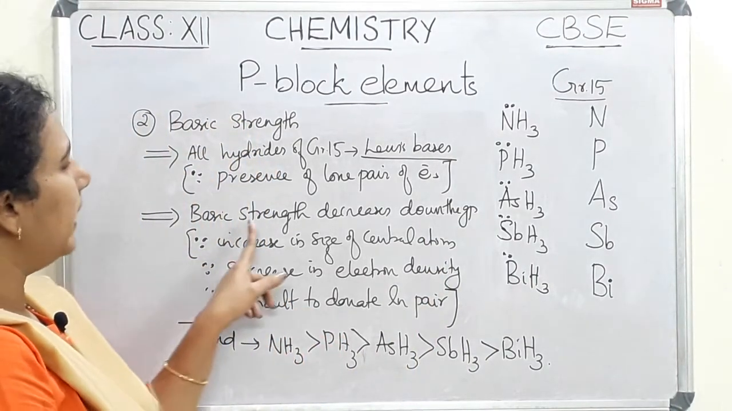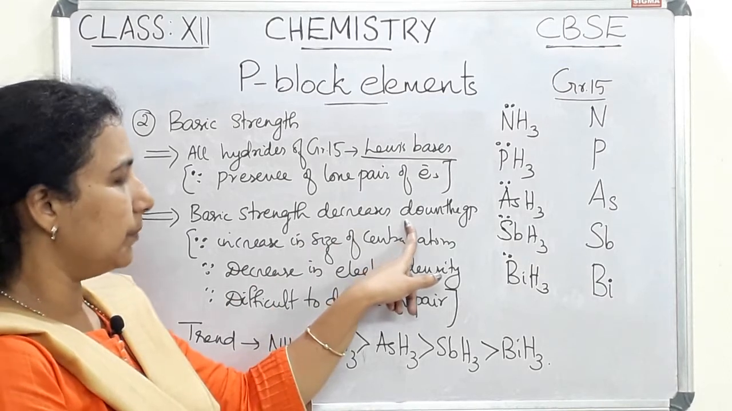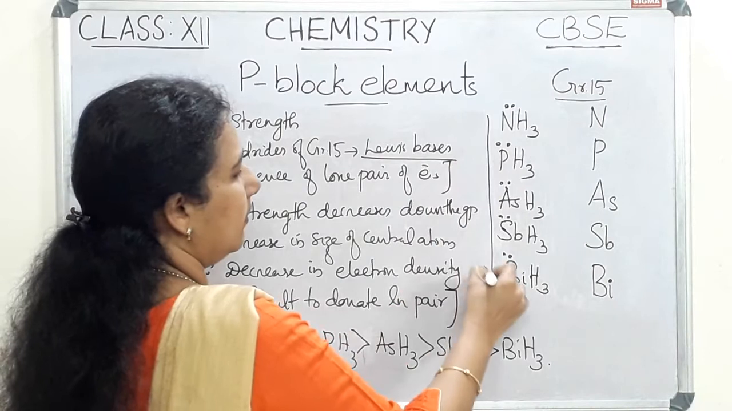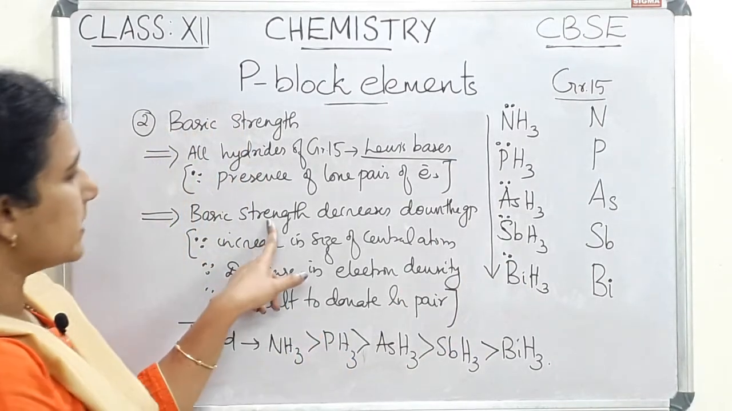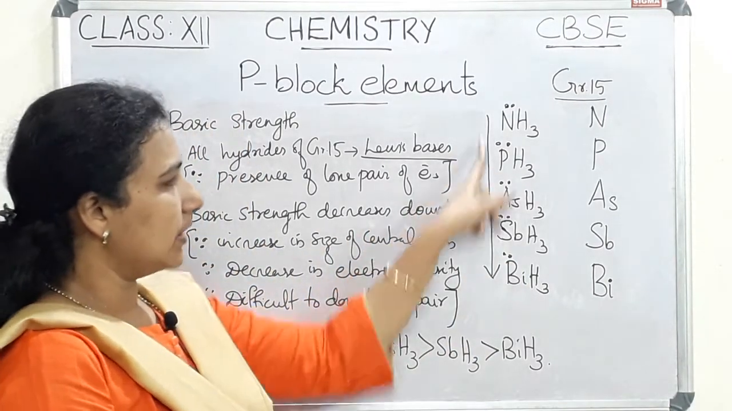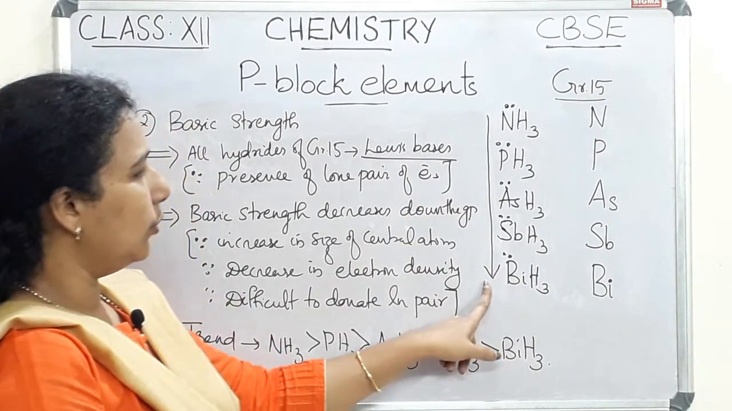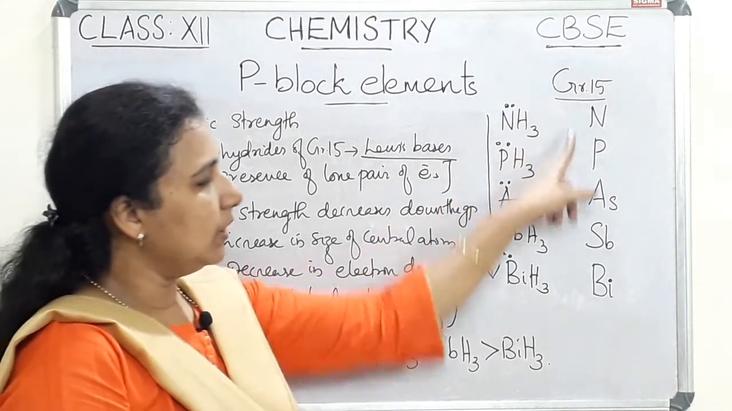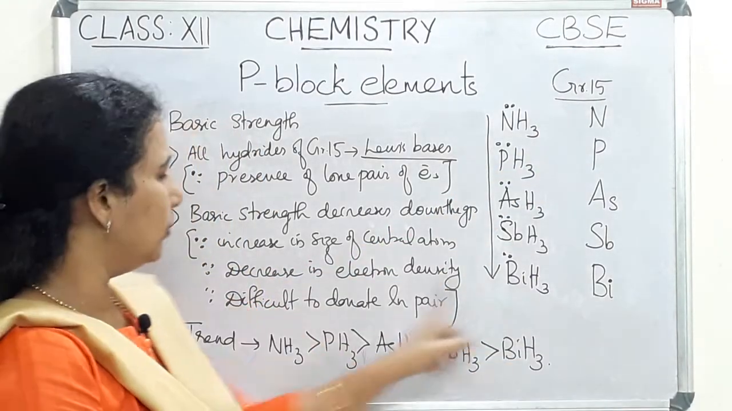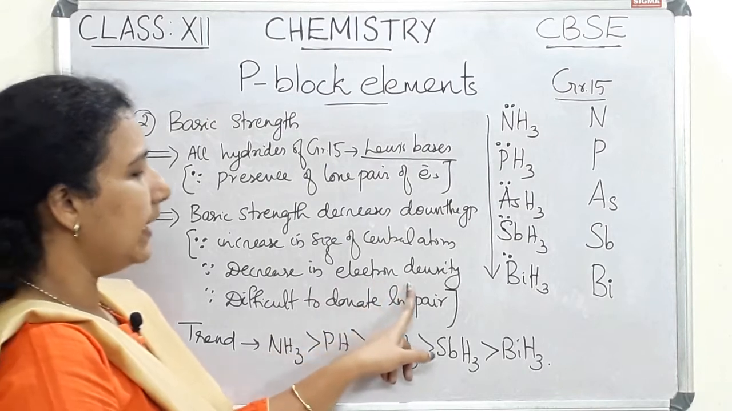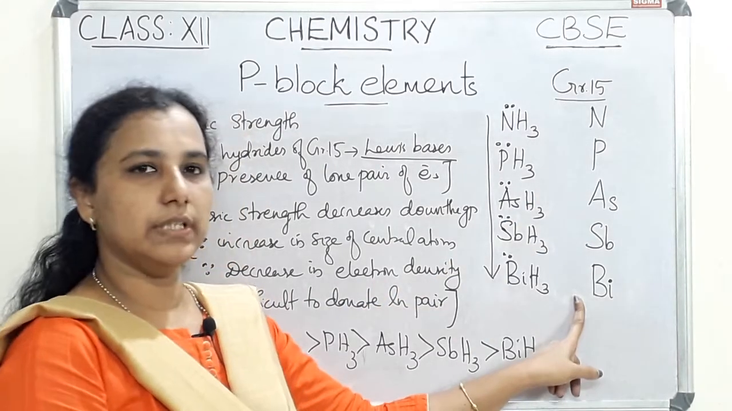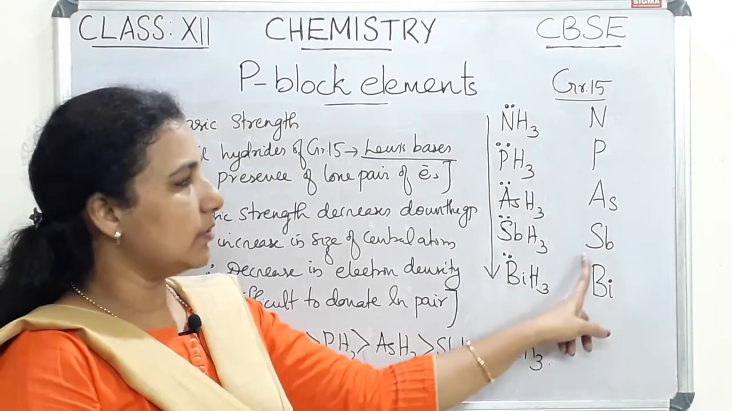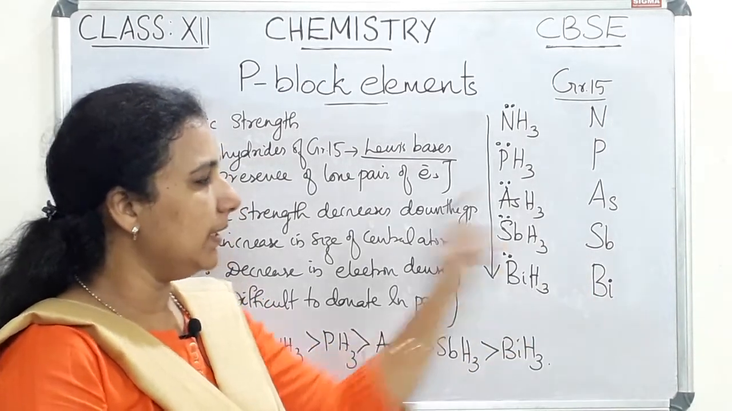Next point is basic strength decreases down the group. That is the trend, that when we come down, the basic strength decreases. The reason is increase in size of the central atom. From top to bottom, the size of the atom increases. Then there is a decrease in electron density. Because the atom size increases, the electron density on the central atom will be spread out. So electron density on the central atom will be less.